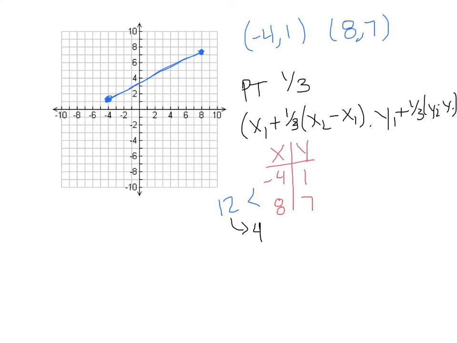We're going to look at the same thing on the y's. When I'm going from 1 to 7, that is 6. And since I want to find 1/3 as opposed to 1/2 as before, I'm going to divide that number by 3, and so I'm going to get 2.